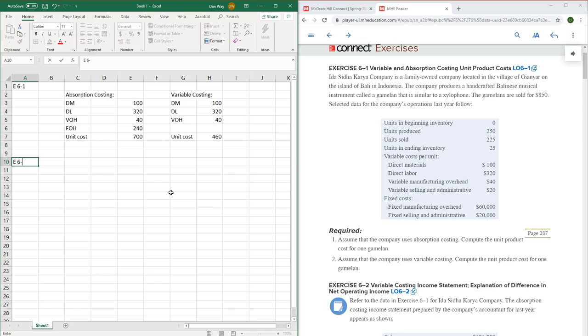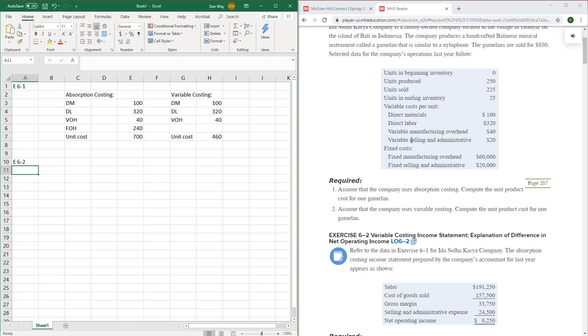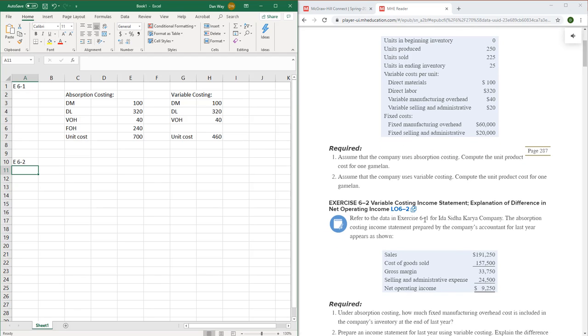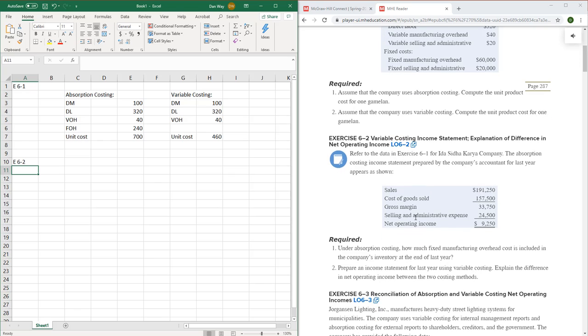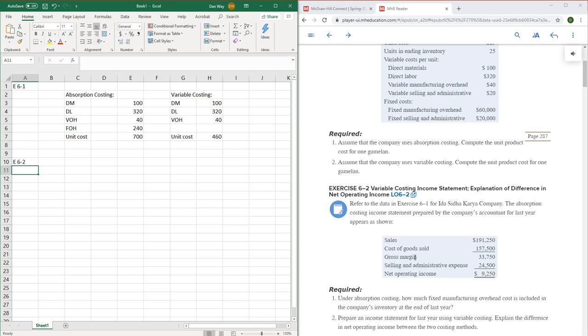Let's take a look now at exercise 6.2. Referring to the data in 6.1, it shows the absorption costing income statement prepared by the company's accountant for last year. It's in the mini box here. And the requirement says, under absorption costing, how much fixed overhead is included in the company's inventory at the end of last year? So, fixed overhead in inventory at period end.